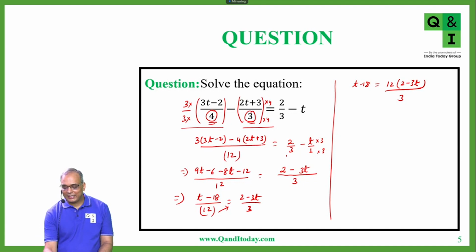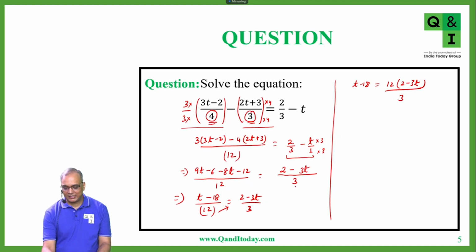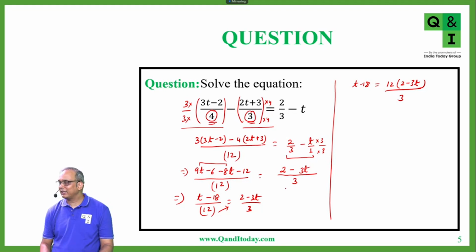Now again in this term, on the RHS, 3 and 1 are the denominators. We'll find the LCM of that, which is 3. So again, we multiply t by 1 by 3 in both numerator and denominator. So we are going to get 2 minus 3t over 3. Now, to solve this, I'll take 9t and 8t together. We'll have 9t minus 8t is t, and minus 6 minus 12 is minus 18. And the denominator is 12. And here we have 2 minus 3t over 3.